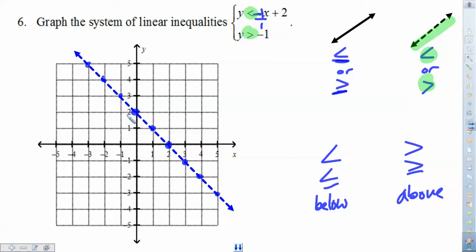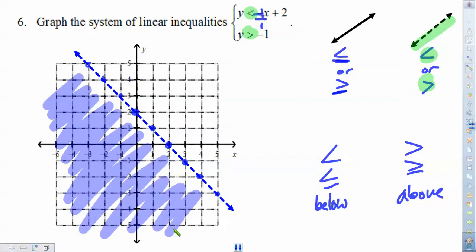So according to this, notice the 2 right here. Because this is less than, we want to shade below the line. All these values here are below. So below the line is everything that is right down here. I'm going to shade this as lightly as I can. If I lived here, this line's happy.